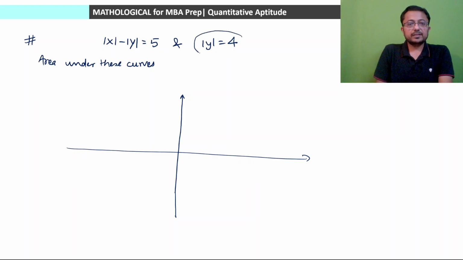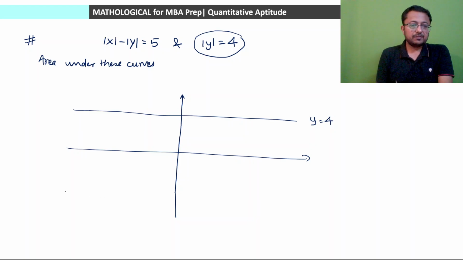Mod of y equal to 4 is simple. y can be equal to plus 4 and minus 4. One line will be y is equal to 4, second line will be y is equal to minus 4.